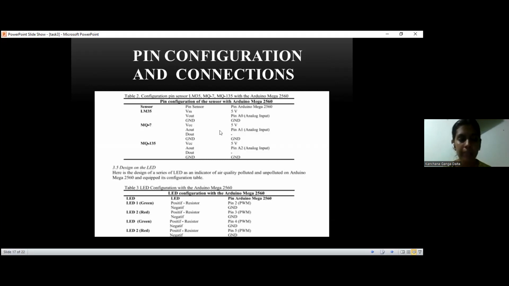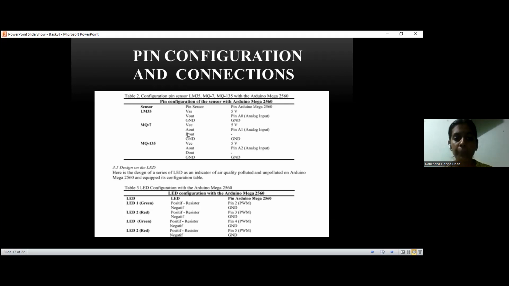Again, I'm showing how we should connect each sensor. For VCC or VSS of an LM35, you need to connect 5 volts. For Vout, we connect A0, because it reads the value according to the output value. And for ground, you connect ground. Similarly, for MQ7 and MQ135, it stays the same. VCC is connected to 5 volts, and ground is connected to ground.